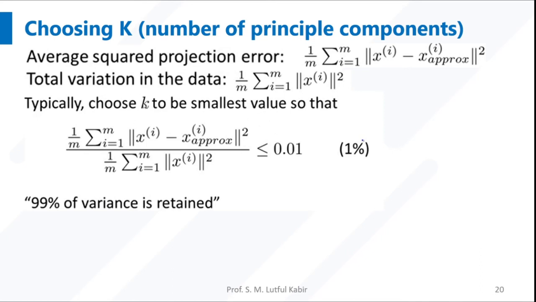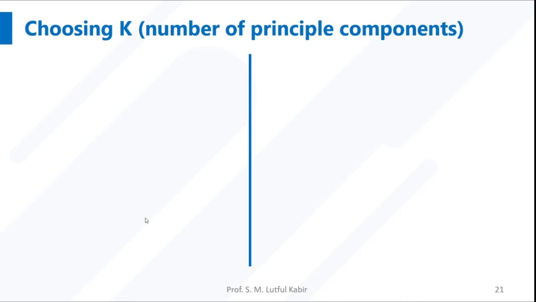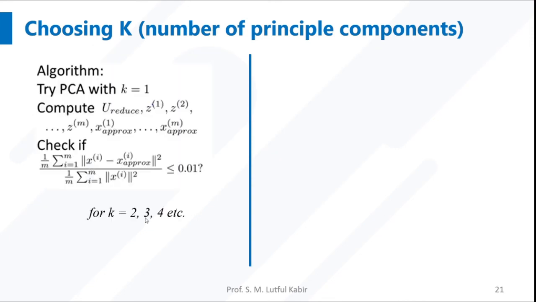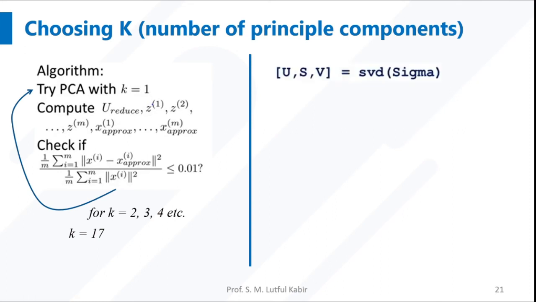So for example, if you choose k equal to 1, then k equal to 2, k equal to 3, k equal to 4, and you calculate this expression, and you see the variance retained is obtained for a certain value of k, then you stop there. For example, if for a certain problem you obtain this limit when k equals 17, you choose k equal to 17 for that problem. The same result you can obtain in another way, which is the simplest way.